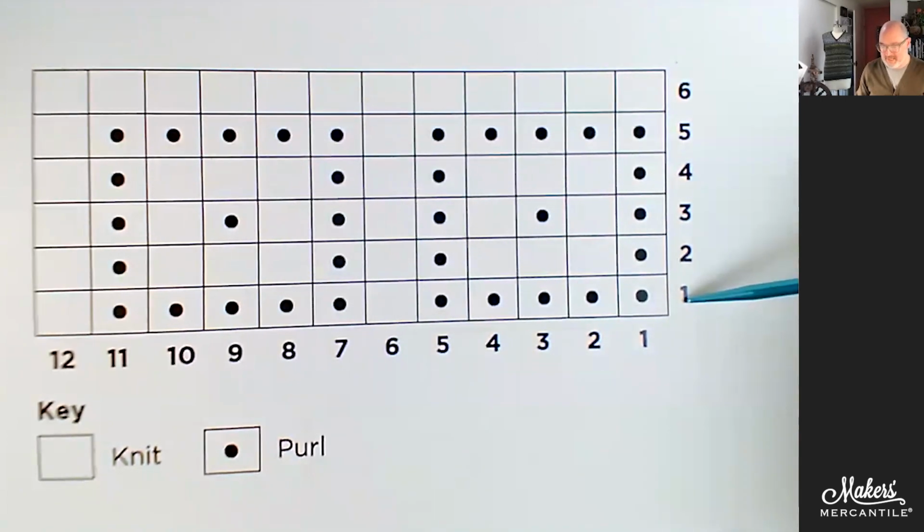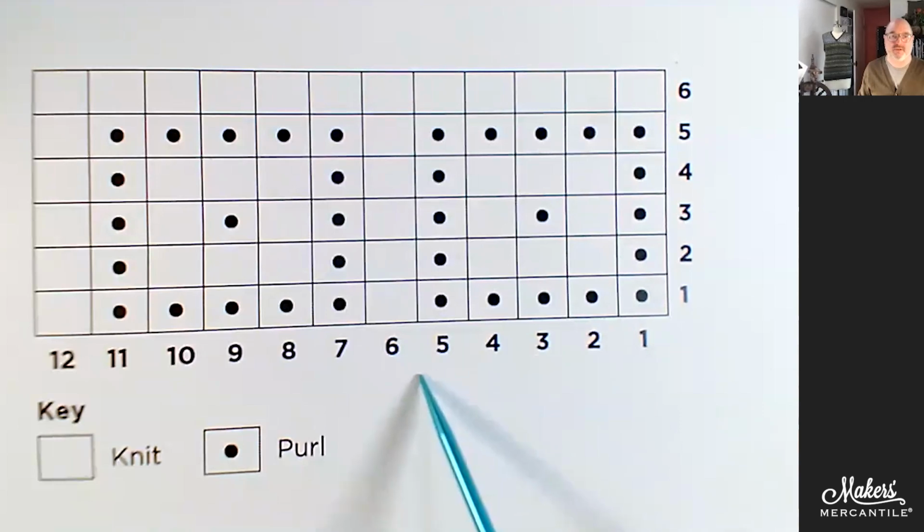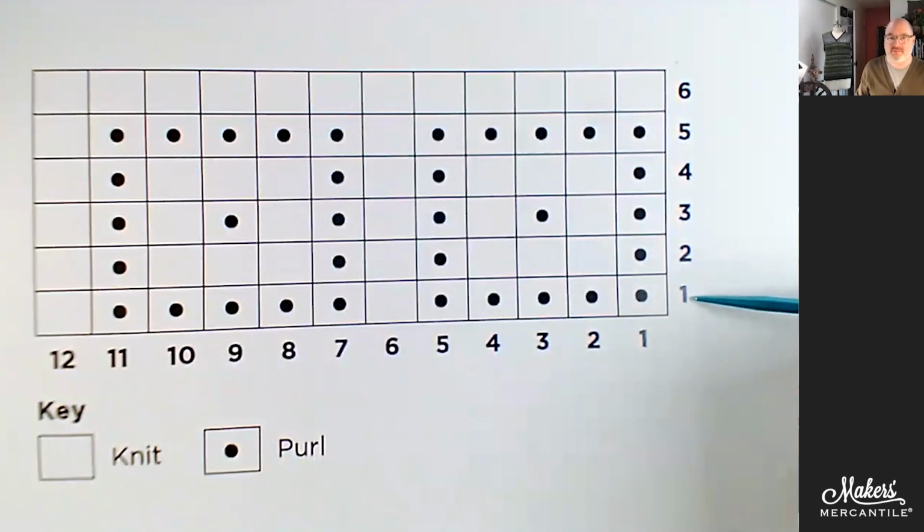I also know that I am meant to work on the right side of the project the entire time. The number 1 is a clue that that's where we begin. So we know this is the first round, because it's in the round, and this is the first stitch. These numbers down here are stitch numbers, and this little chart goes from 1 to 12, and the rows go from 1 to 6. As I said, this is a real chart, but it's not a real pattern.